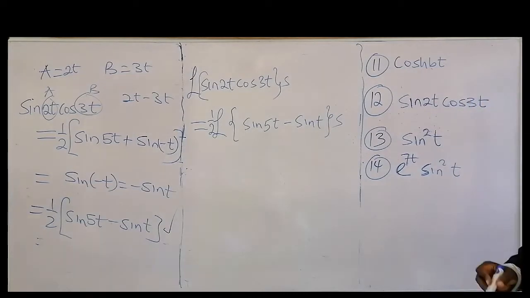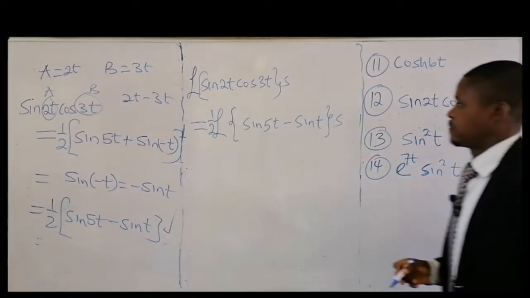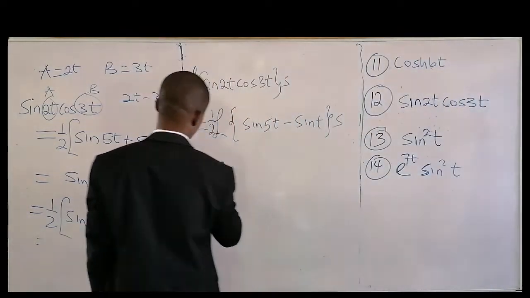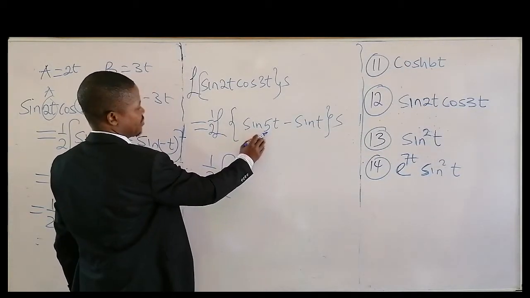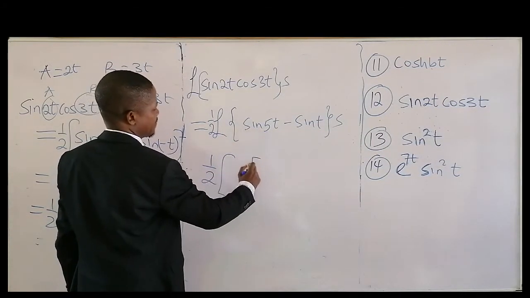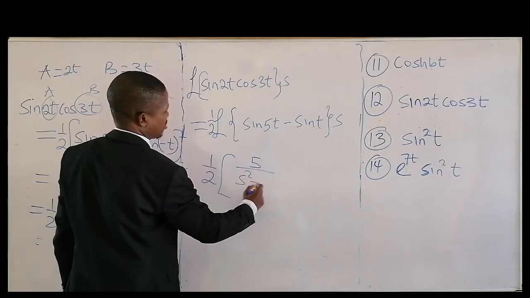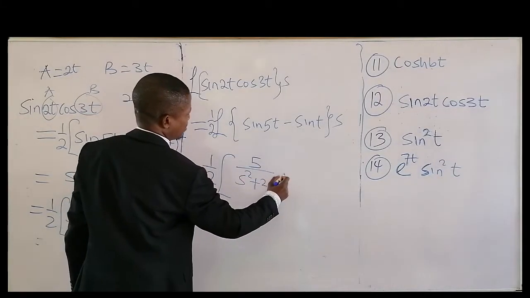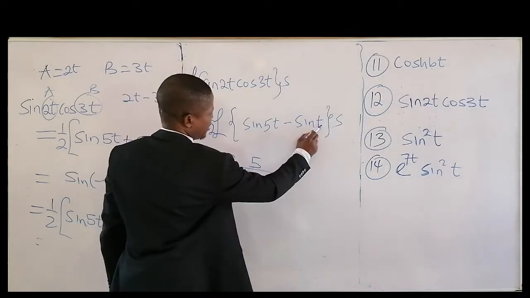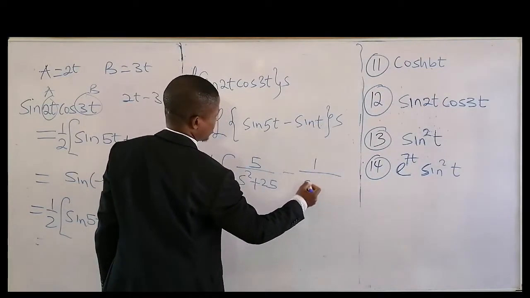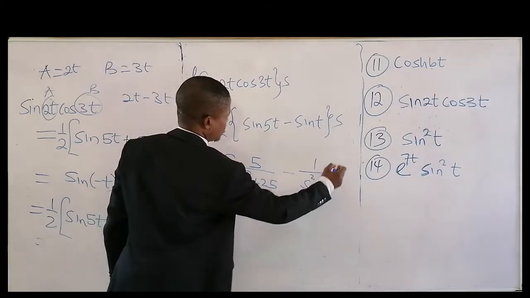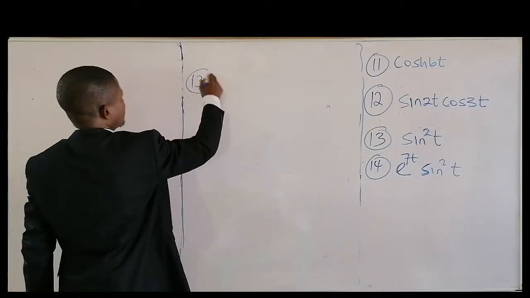So then we have half. Laplace of this is what? It is 5 over s squared plus 25. Then minus Laplace of this, the answer here is what? It is 1 over s squared plus 1. Question 13.